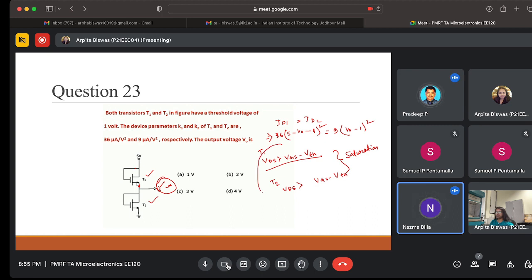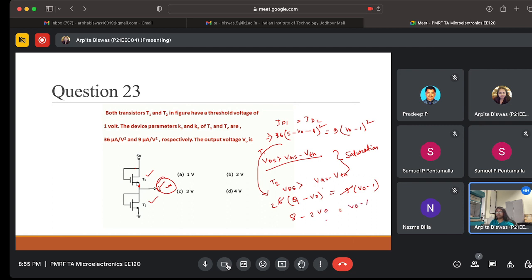Yes. So then can we take the square root of both sides? 5 minus 1, this is 4. Then 2 into 4 minus V0 equal to 3 into V0 minus 1. So you can cancel out on this, the same, V0 equal to 3. So is it clear?